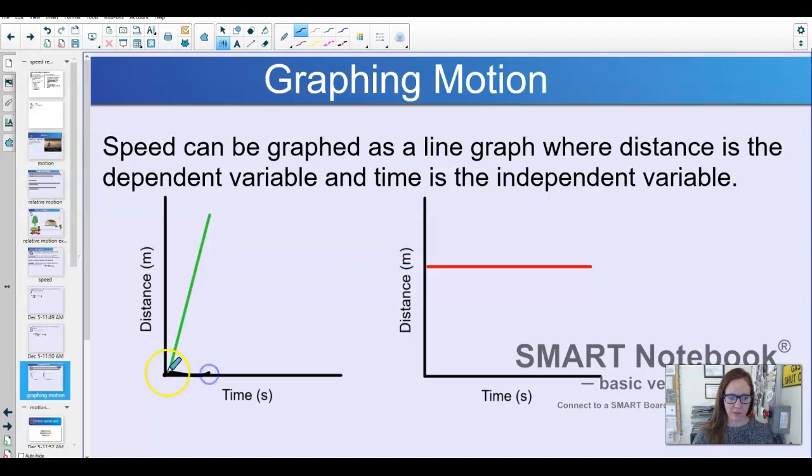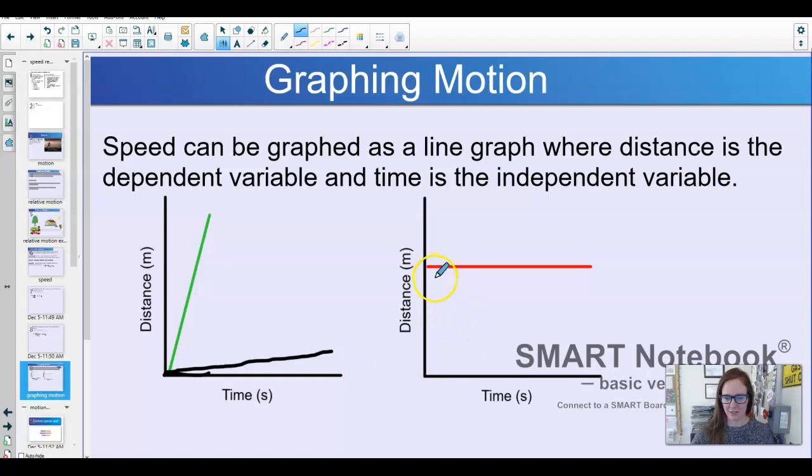I'm very bad at drawing straight lines with the mouse. If I had a very shallow line like this, you would expect that it's going very slow, right? It's not covering a lot of distance, but it's moving, but it's covering a lot of time. So it's moving very slowly.